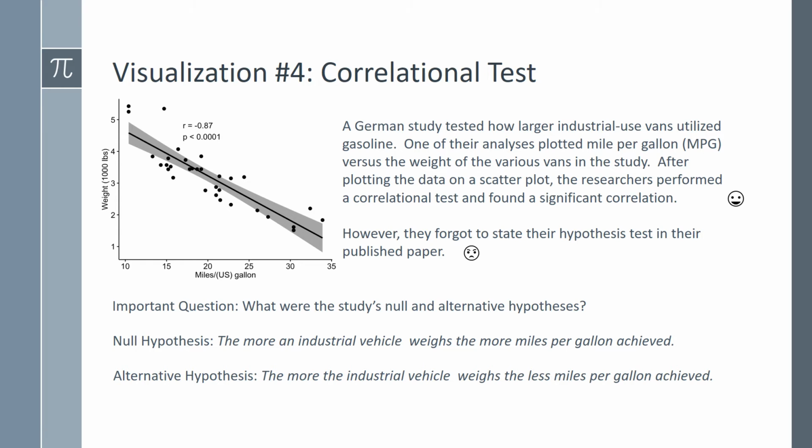Our null hypothesis states the more an industrial vehicle weighs, the more miles per gallon achieved. The alternative hypothesis states the more the industrial vehicle weighs, the less miles per gallon achieved.